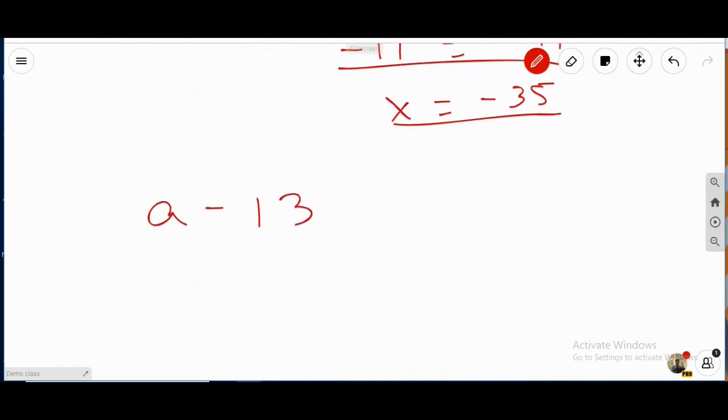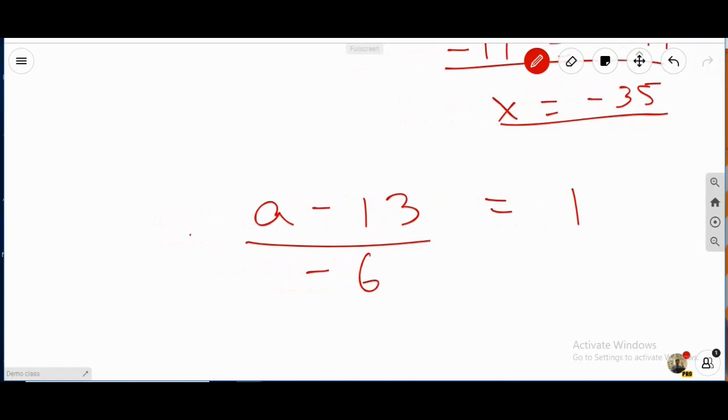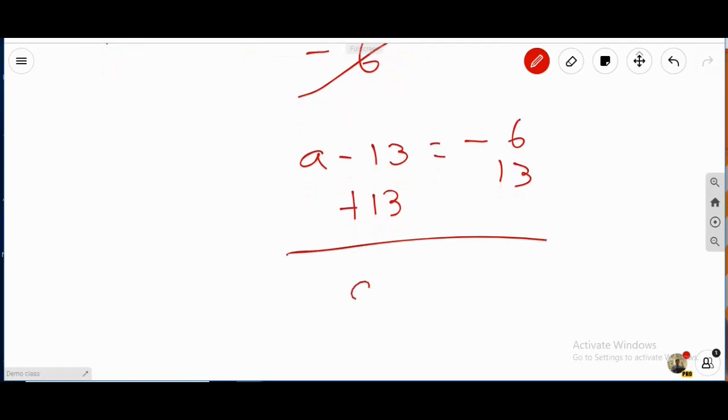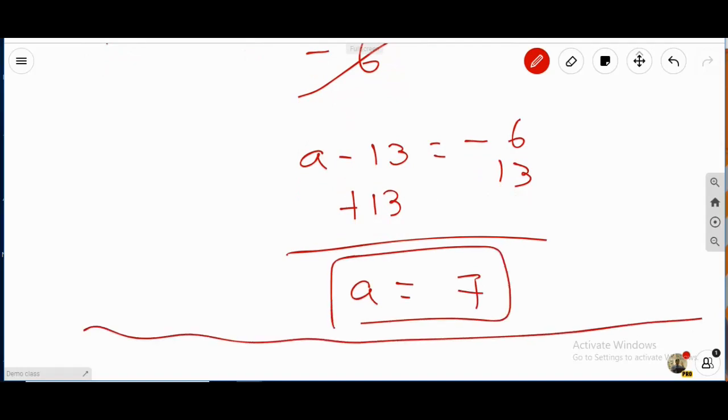A minus 13 over negative 6 is equal to 1. Again, like I said, we will first multiply by negative 6 on both the sides, and then we get a minus 13 is equal to 1 times negative 6, which is negative 6. And then we add 13 on both the sides. So therefore, we get 13 minus 6 is 7. So this is how we solve one-step and two-step equations.